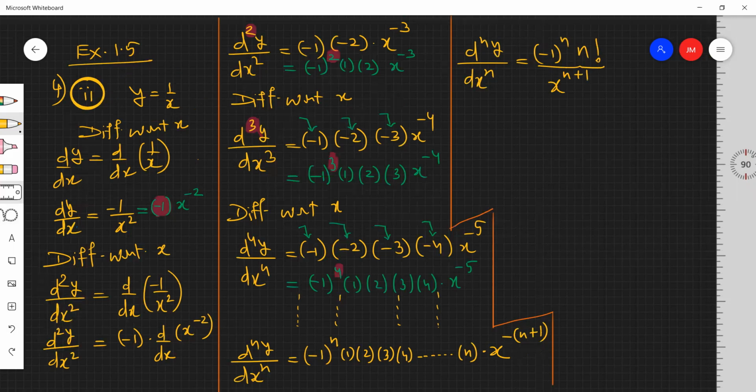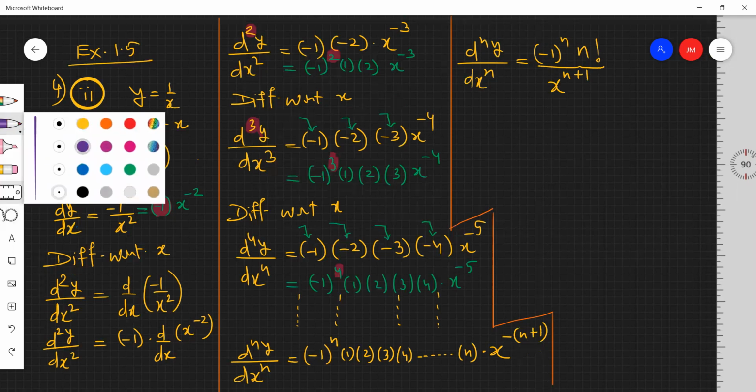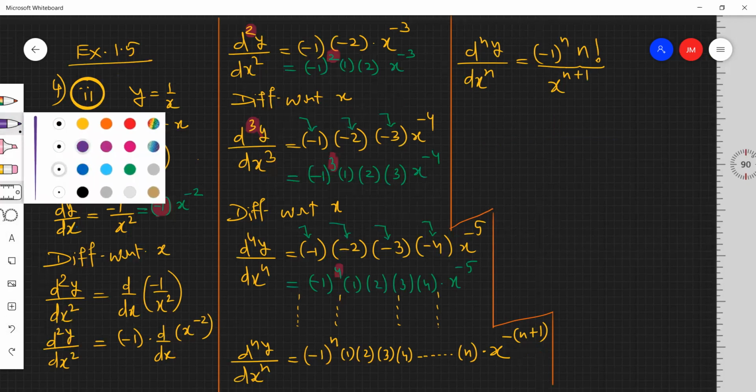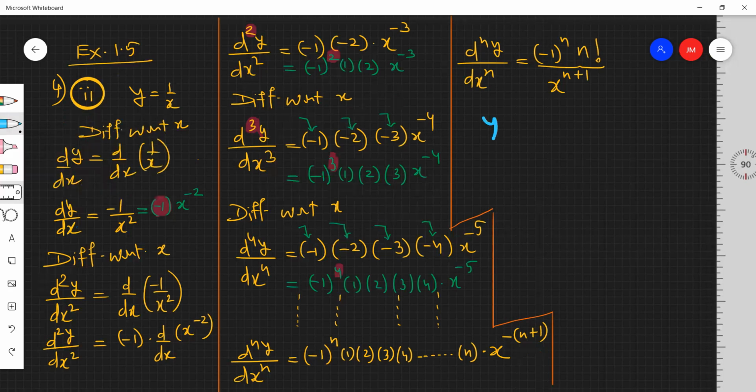When you will have to find the nth order derivative of 1 upon ax plus b, what will you do? Now, homework for you. Y equal to 1 upon ax plus b. I think it is not visible that bright, so let me take another pen. Okay. You have to get the derivative of y equal to 1 upon ax plus b.